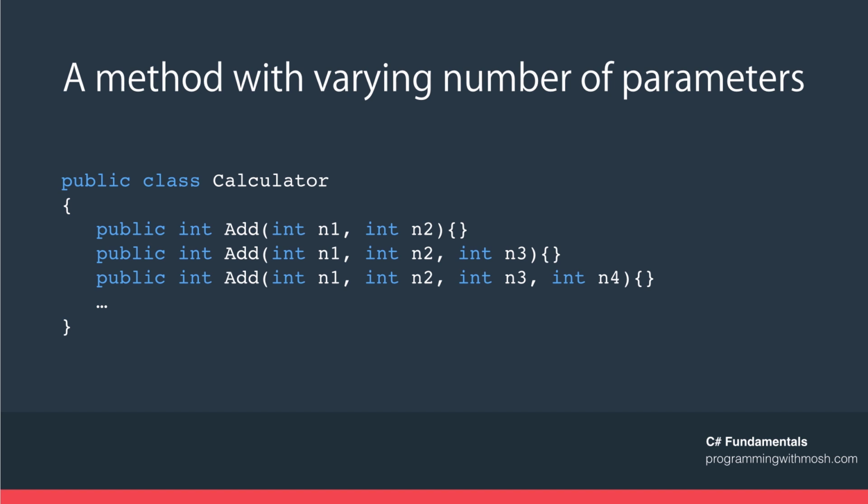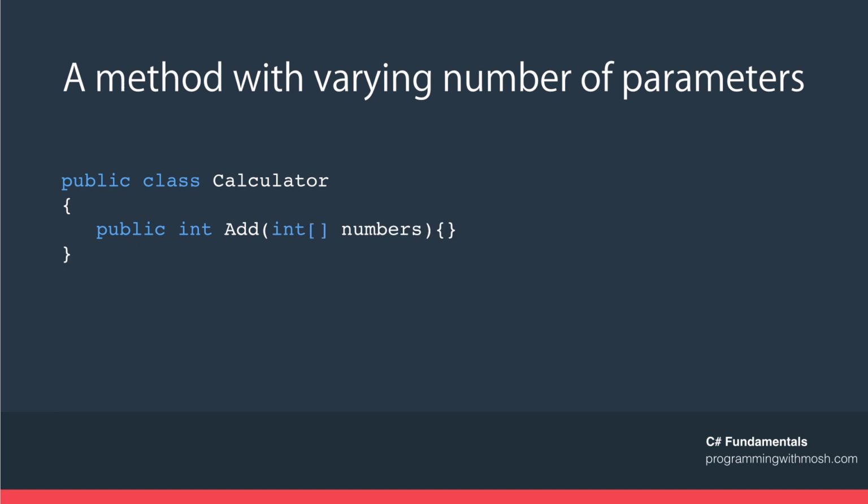Of course there is. The first step to make this code better is to use an array. So instead of overloading the add method 10 times, we can declare it only once and have it receive a parameter of type integer array. With this declaration, we can use the add method like the example you see here. While this works perfectly fine, there is just a slight problem here.